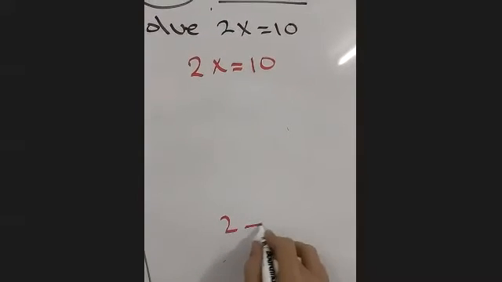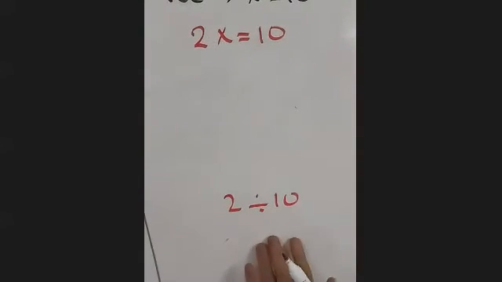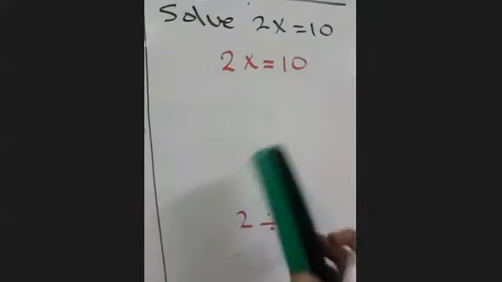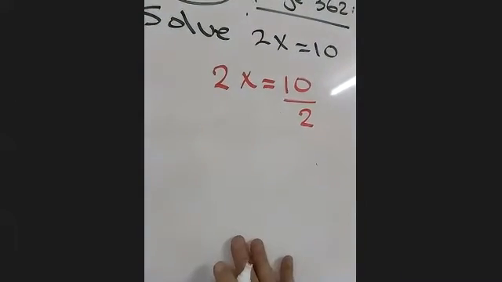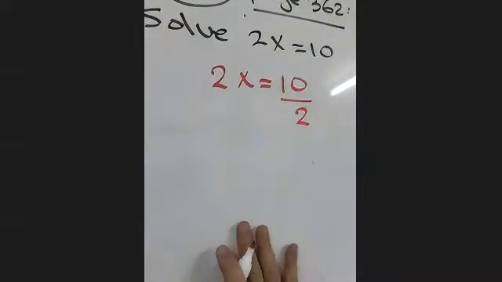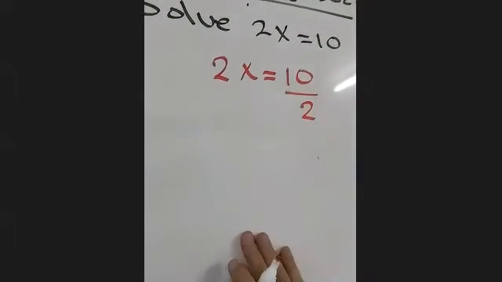10 divided by 2, sorry. Now, how about this side? We will leave it. So I will divide by 2 here. No, this is wrong. This is wrong, Ibni.